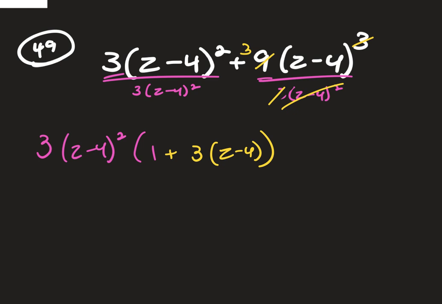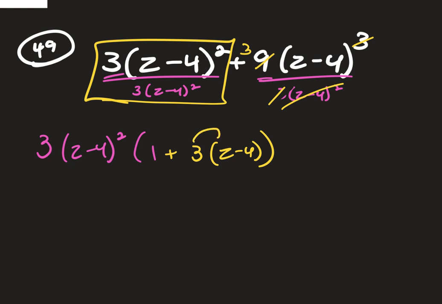Where does the 1 go? I took this first term and divided it by the greatest common factor, and they ended up being the same thing. So 3 divided by 3 cancels out, and then z minus 4 to the second and z minus 4 to the second just becomes 1.